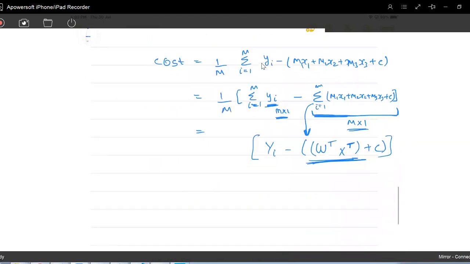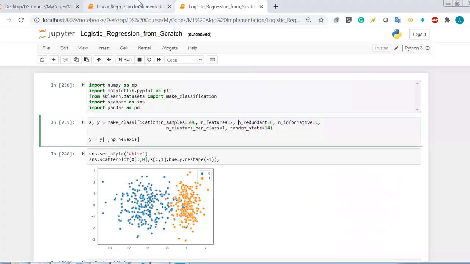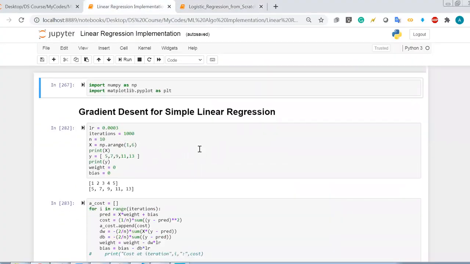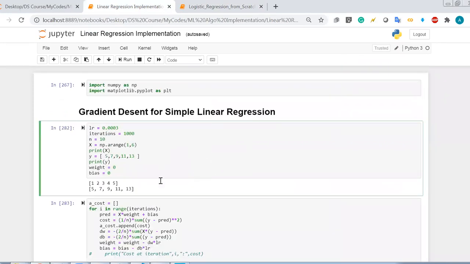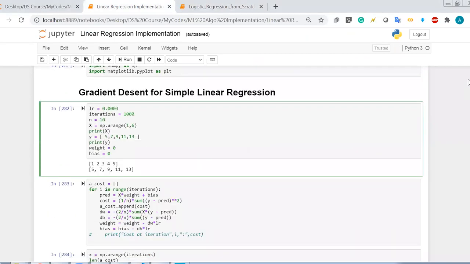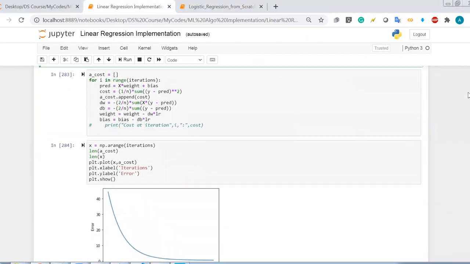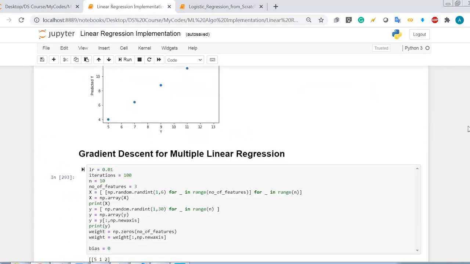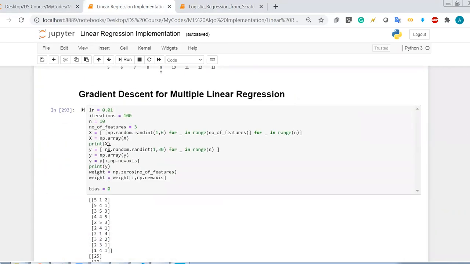Okay, let me show you in the code part, then it will make more sense. So this was without the matrix operation. Here we were using the matrix operation. This was simple linear regression, so here we don't need to worry, but here we need to see how it is working.